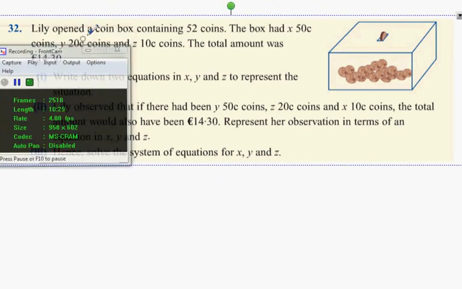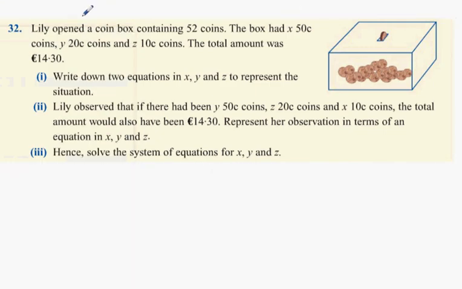What about this one here, guys? Lily opened a coin box containing 52 coins. Box A had X 50-cent coins, Y 20-cent coins, and Z 10-cent coins. The total amount was €14.30. Okay, now there's a slight problem with that. What's the problem? You're mixing cent with euros and cent.